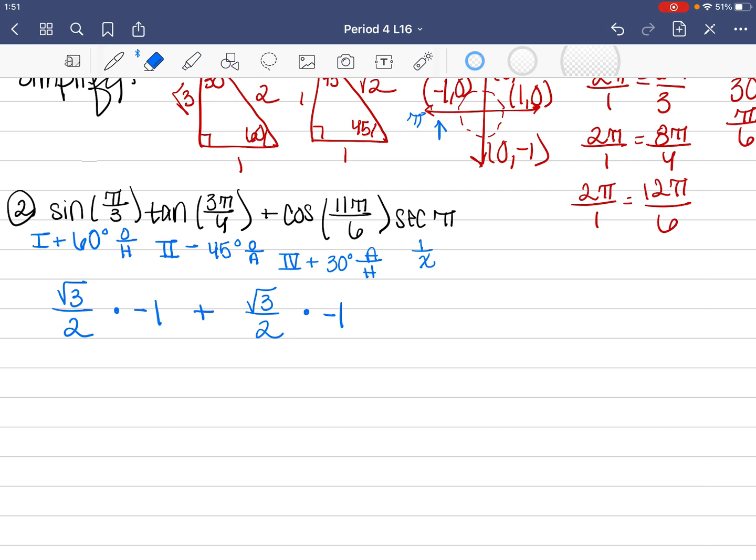All right, now it's time to work with the algebra. So root 3 over 2 times negative 1 is just negative root 3 over 2.